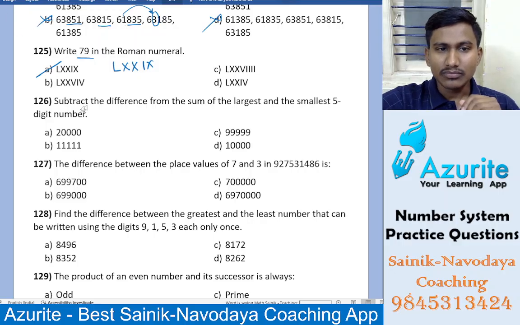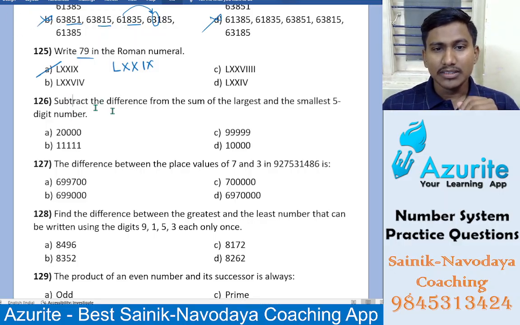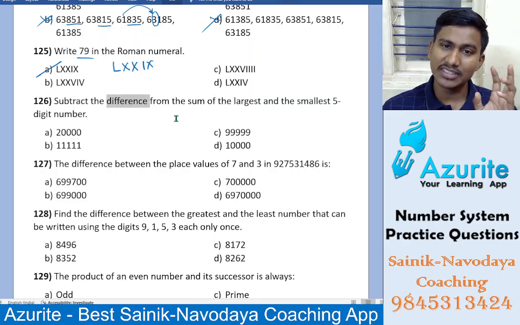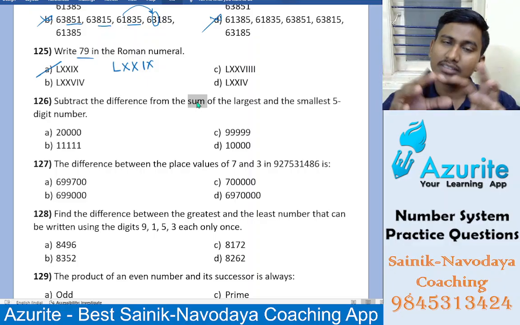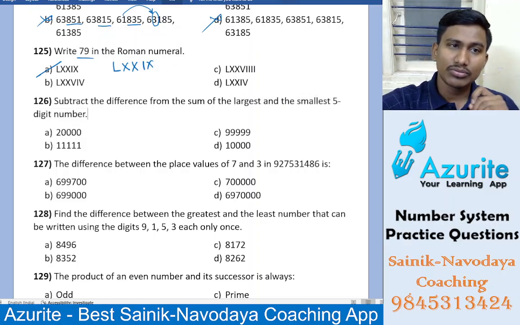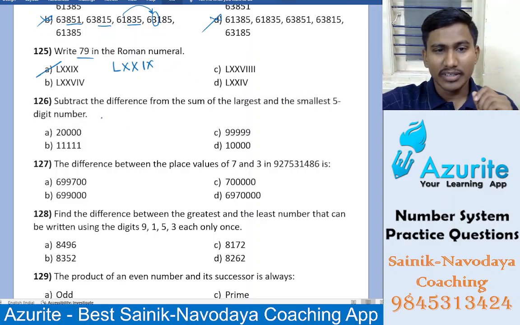Next, subtract the difference from the sum of the largest and the smallest 5-digit number. What we have to do? First find the difference and the sum, and that answer we have to subtract, from the largest and the smallest 5-digit number. So we will first find the difference only.